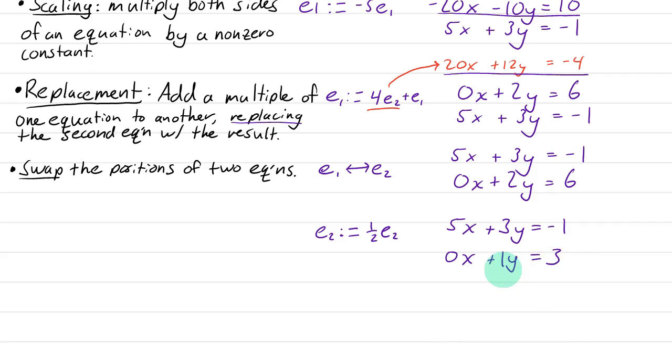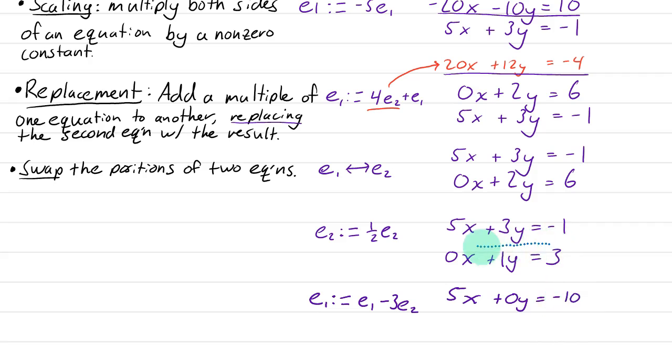So to continue doing this with elimination, what we could do is multiply the second equation here by negative 3, so we get a negative 3y here, and then add that to the first equation. So this ends up being a replacement operation. We're going to replace equation 1 with the original equation 1 plus negative 3 times equation 2. And that results in 5x minus 3 times 0x is just going to be 5x, plus 3y plus negative 3 times 1y gives you 0y. And then we have negative 1 minus 3 times 3, which gives you negative 1 minus 9, which is negative 10.